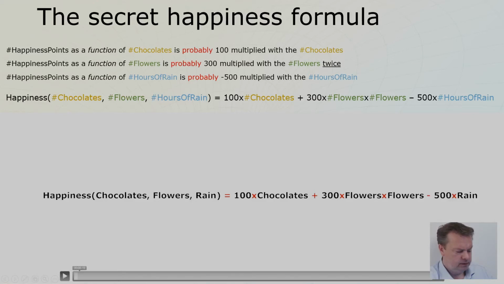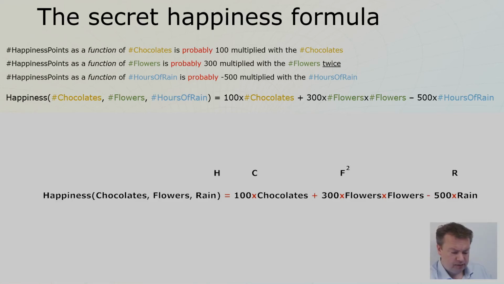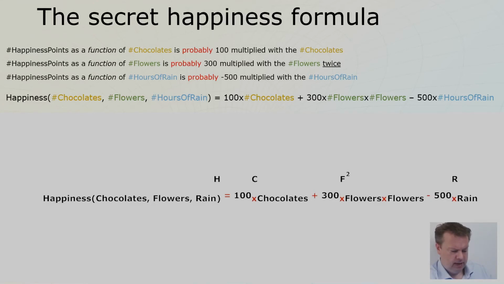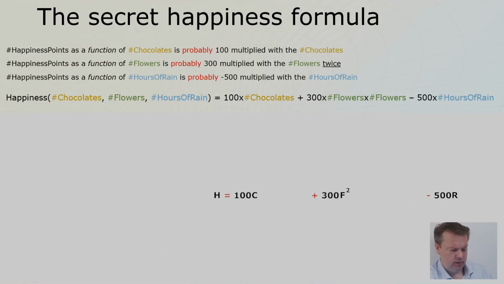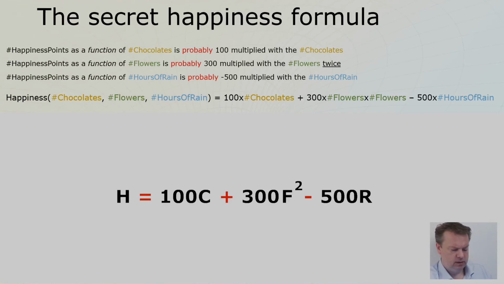The first thing that happens is that the happiness is replaced with an H. Multiplied by chocolates is just multiplied by a C. Multiplied by flowers is substituted with an F for flowers. Okay, I can still follow. With a 2 on top of it. And the rain multiplied by rain is replaced by an R. That is what happened. And then we get to the full equation. So this is a little bit of algebra, where we take a readable, understandable story into something that's totally unreadable.